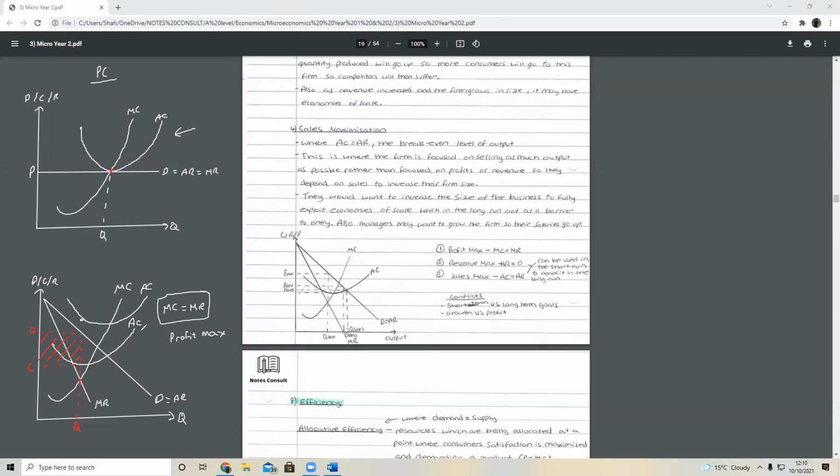Where would you draw our curve? This is the tricky one. Where would you draw a curve if we want to show normal profits? You would put it where AC is equal to AR.